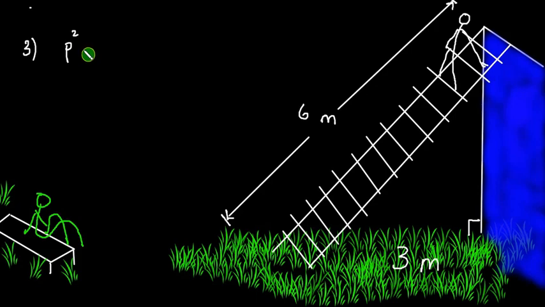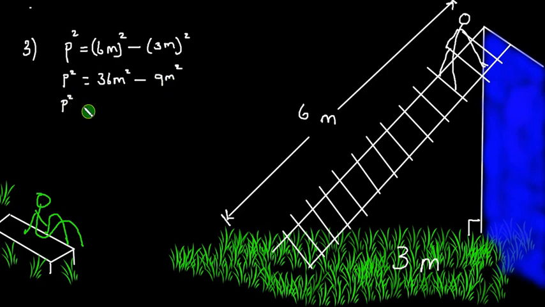So P squared, once we're not finding the hypotenuse, we simply subtract the squares of the other two sides. So P squared is equal to 6 meters squared minus 3 meters squared. P squared is equal to 36 meters squared minus 9 meters squared. So P squared is equal to, and when we subtract this, we have 27 meters squared.